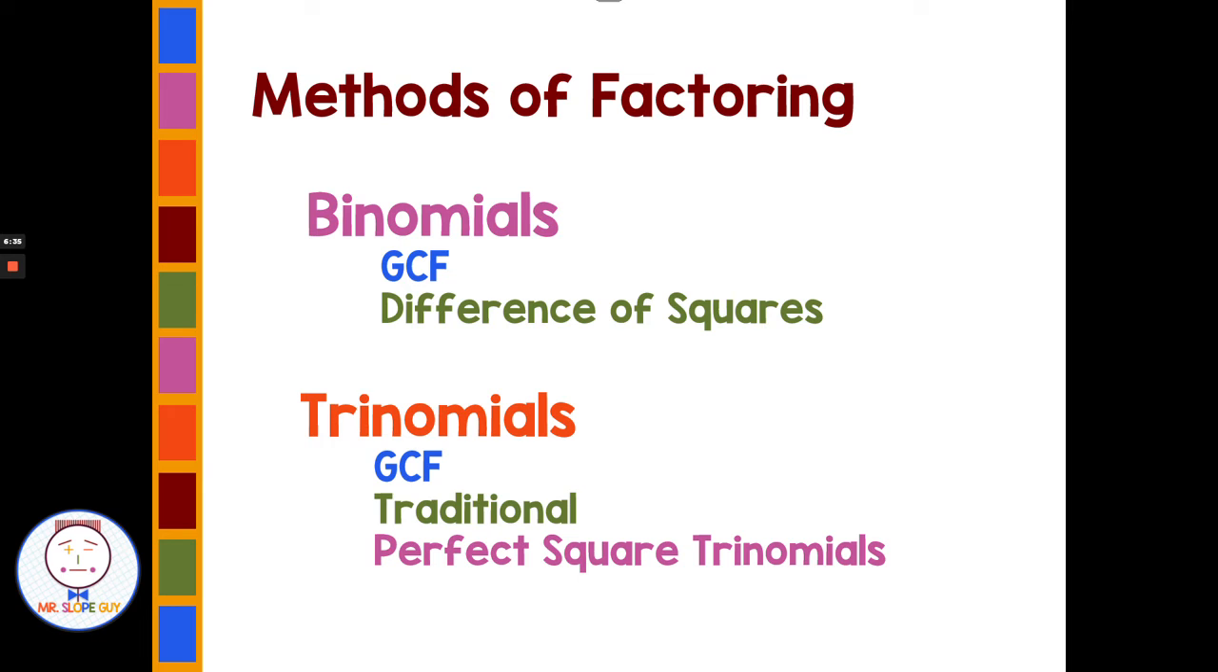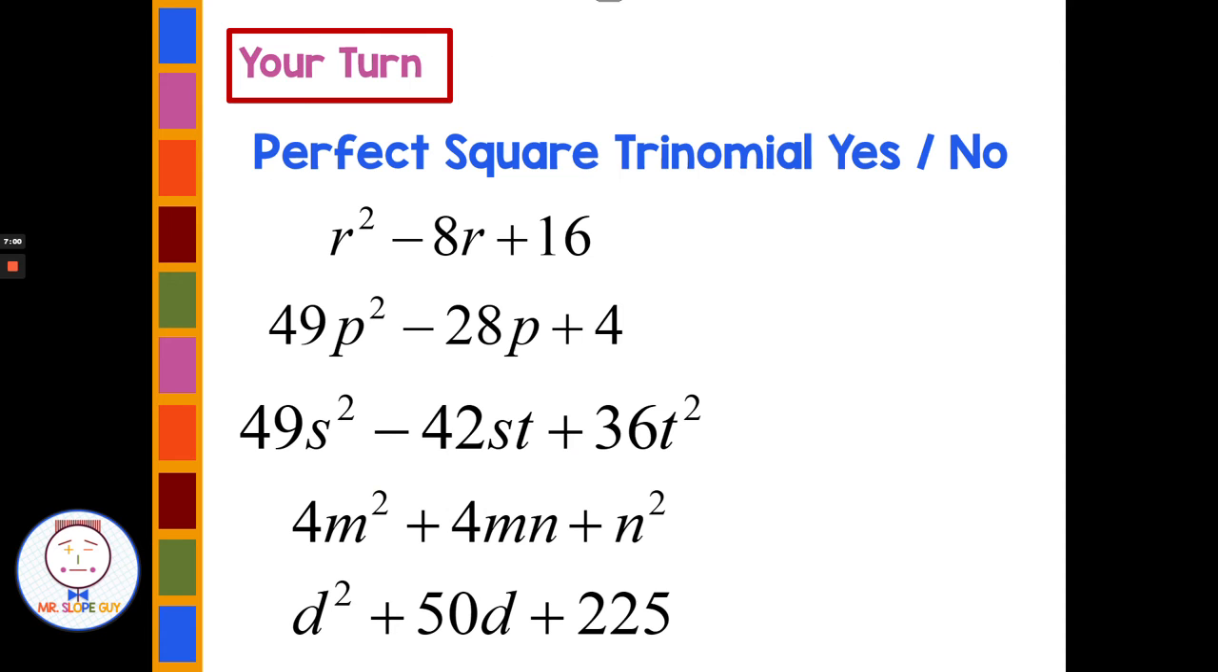So our methods for factoring for binomials, we're looking for greatest common factor or difference of squares. Those are the ones with two terms. If I have three terms, I'm always looking for that GCF first. I can look for traditional factoring, which goes by a few other names. That's where you're looking for two numbers that multiply to be the last term and add up to the middle term. And now our new method of perfect square trinomials.